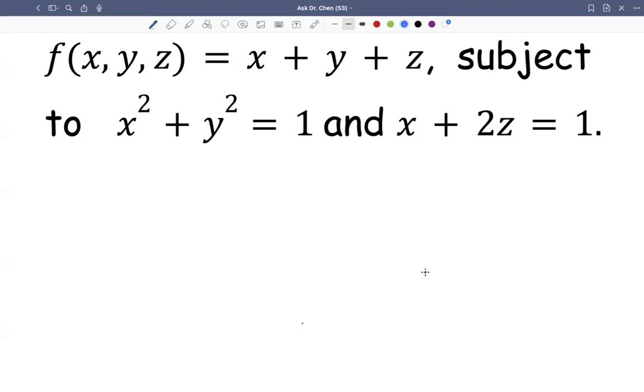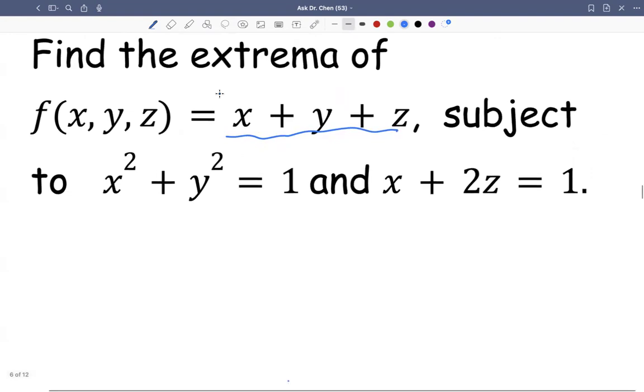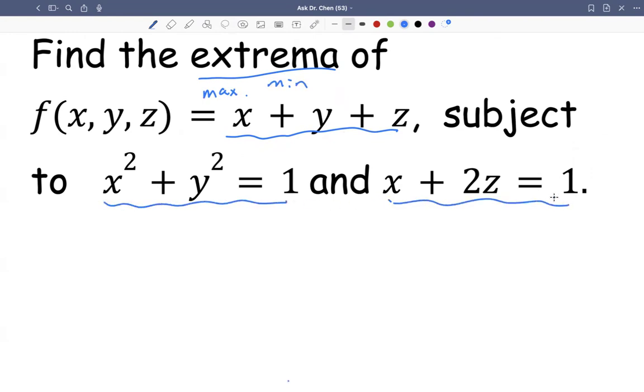Let's see this question. So f of x, y, z is defined as x plus y plus z, and subject to, oh, we're missing one line. We want to find extrema, which means the maximum point or minimum point of such a function, subject to this constraint and this constraint. So we want to use the Lagrange multiplier method.